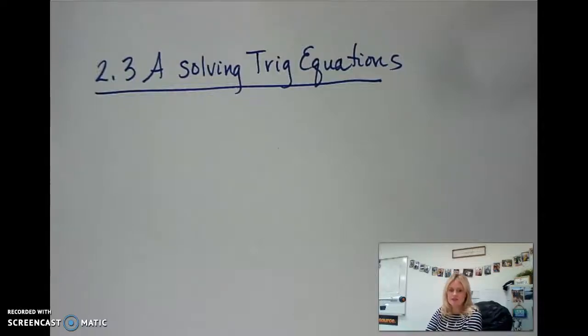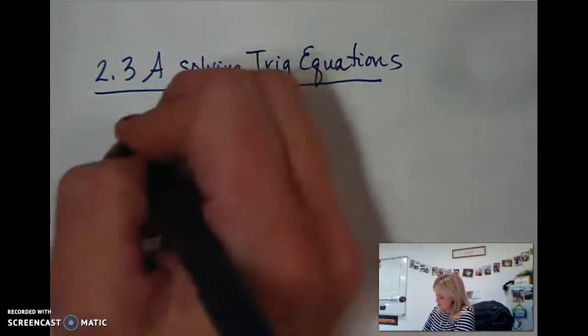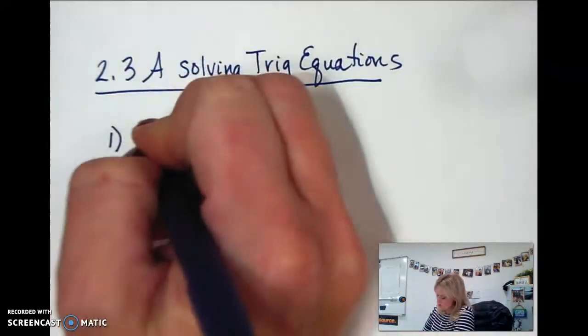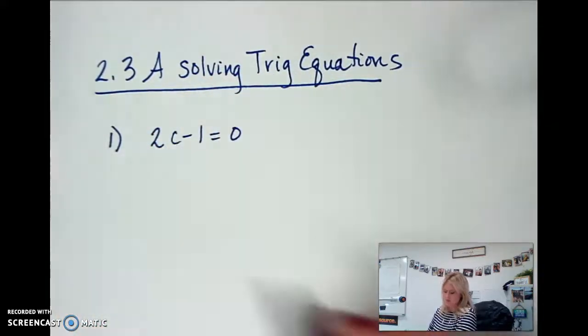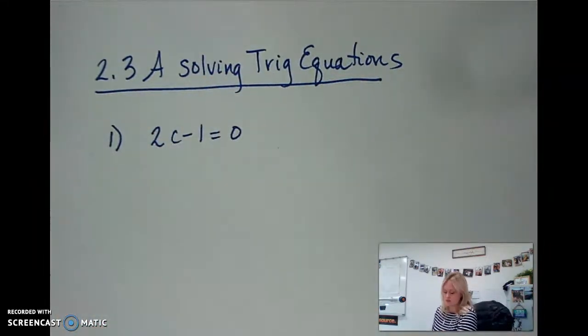We're going to switch gears now for the second half of this class, and we are going to be solving trig equations. You still are going to want your unit circle to help you reference, but basically what we're doing is solving equations just like you would solve an algebraic equation. So how would you solve this equation right here?